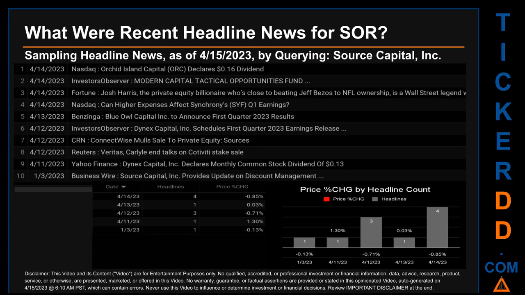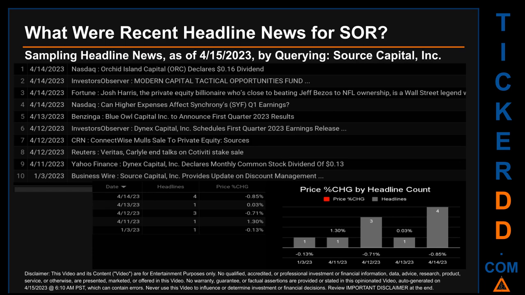The latest publication was Friday, April 14, 2023, when there were 4 found headlines. NASDAQ published the headline that read, Orchid Island Capital, ORC, declares 16 cents dividend. Investors Observer published the headline that read, Modern Capital Tactical Opportunities Fund. Fortune published the headline that read, Josh Harris, the private equity billionaire who's close to beating Jeff Bezos to NFL ownership, is a Wall Street legend with a huge sports portfolio. NASDAQ published the headline that read, Can higher expenses affect Synchrony's SYF Q1 earnings?